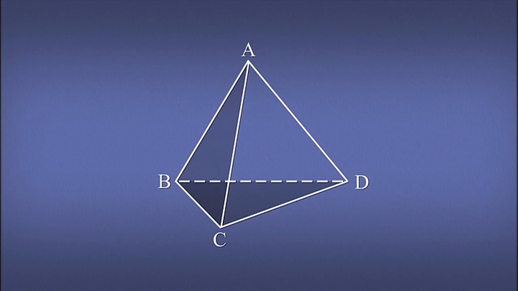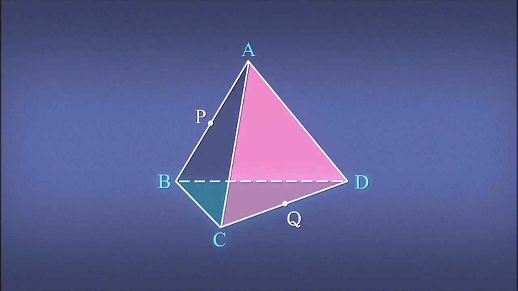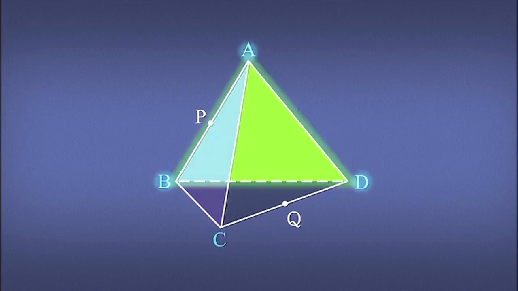Here is a regular tetrahedron. Point P is the midpoint of AB, and point Q is the midpoint of CD. Can you find the angle between plane ACD and plane BCD? Also, what is the angle between plane ABC and plane ABD?